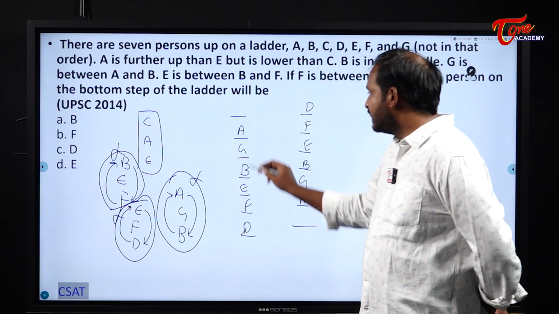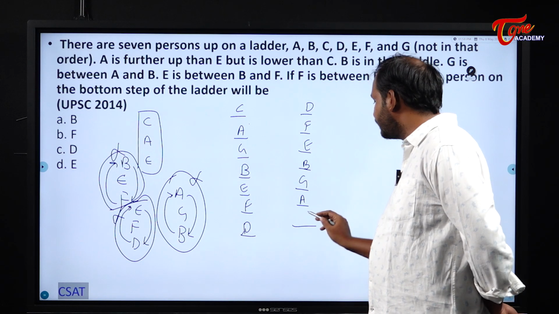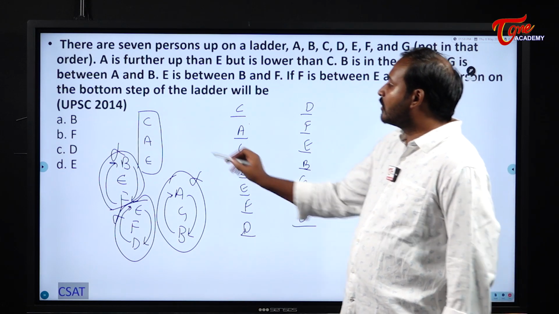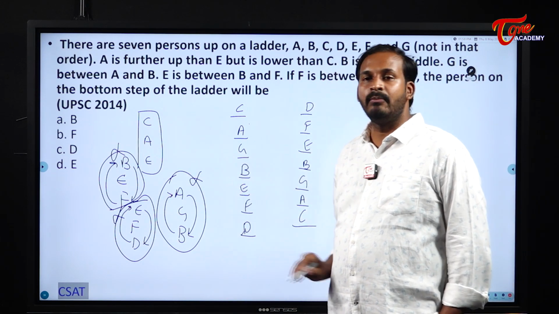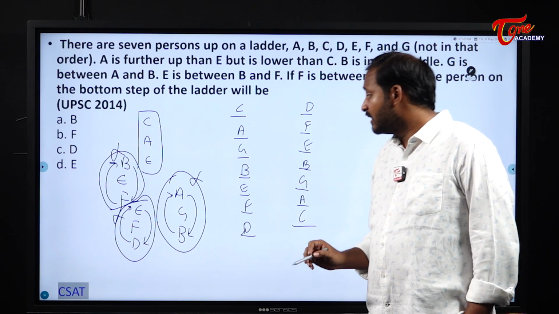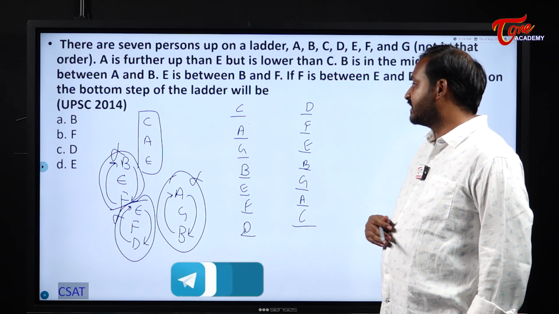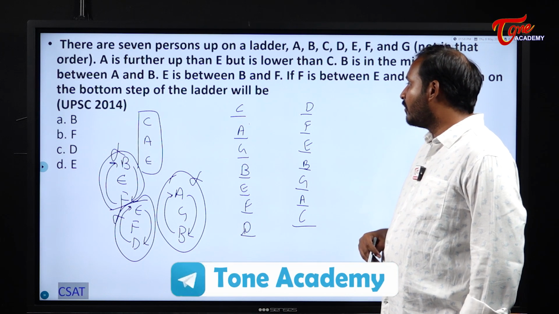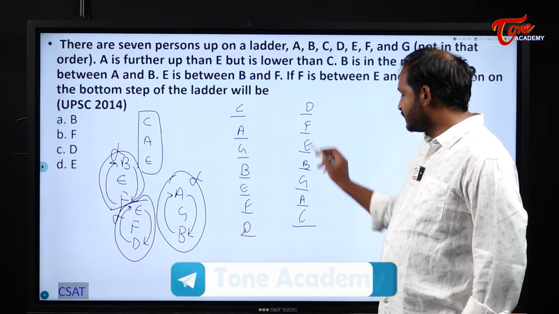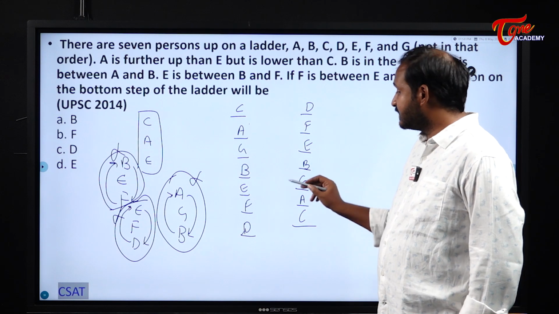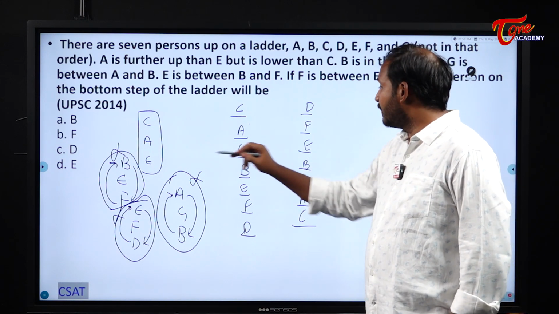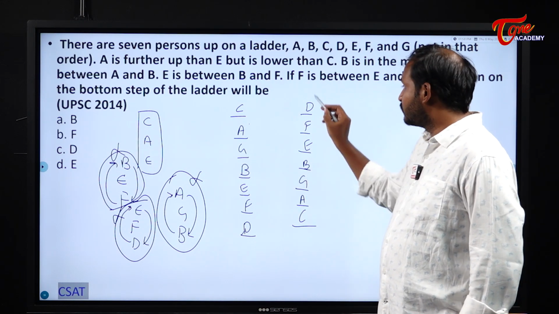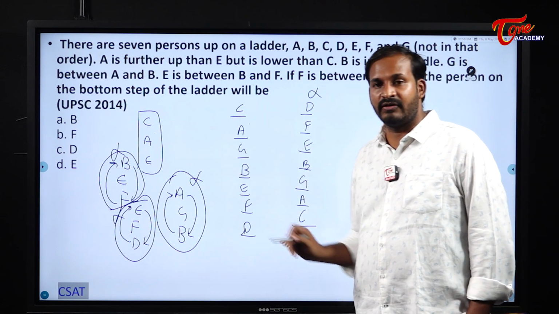Now the only person left here is who? C. But now come to this logic. C should be above A. Now tell me in which logic it is possible. If you take this one, C is below A and at the same time A should be above E but A is below E. So it is not following our first condition.